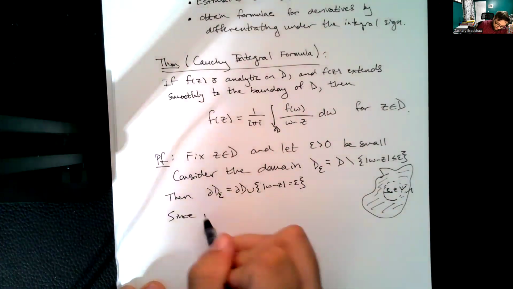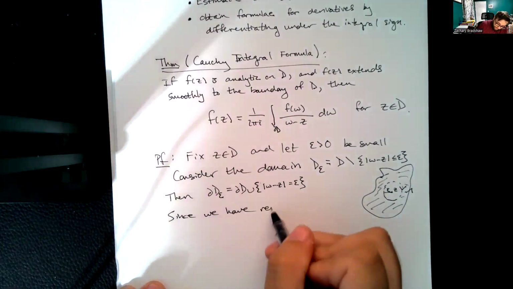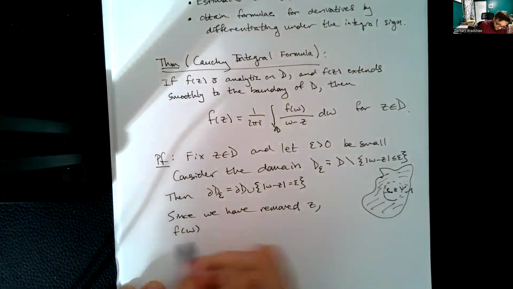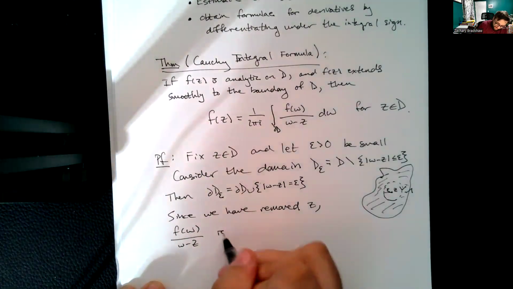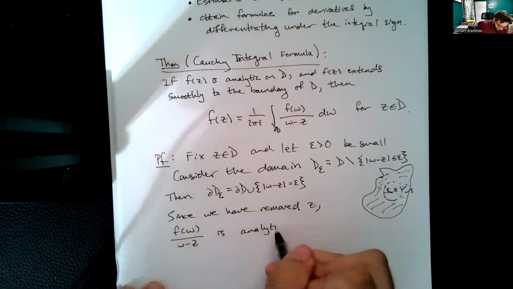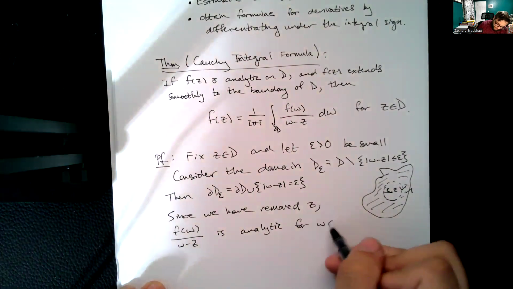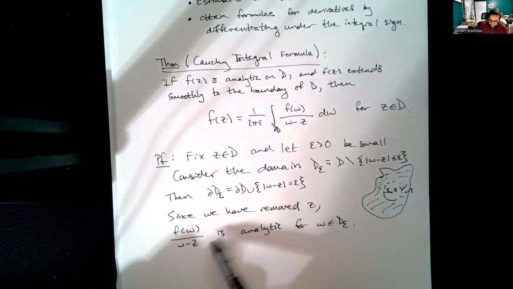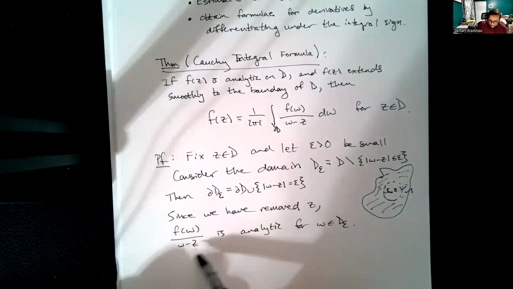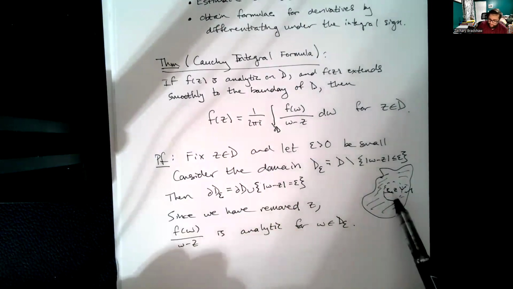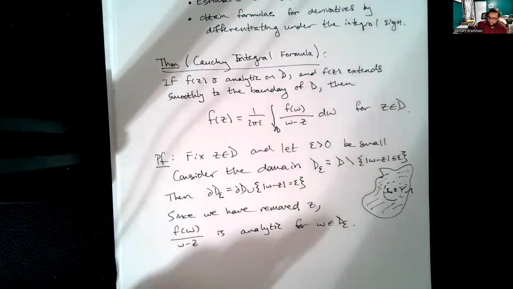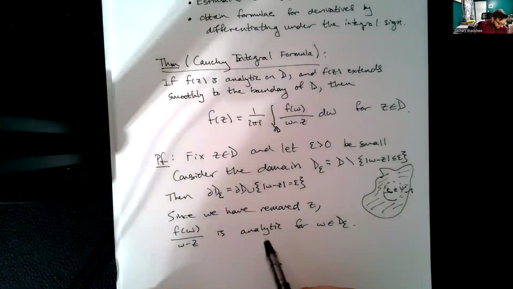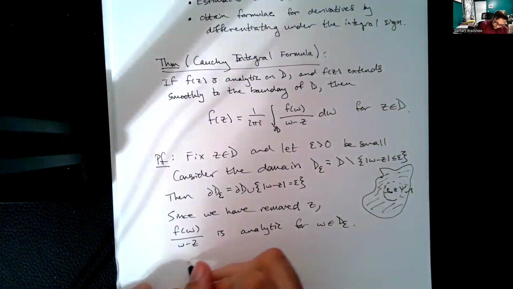Since we have removed z, f of w over w minus z is analytic for w in D epsilon, right? So this guy would be singular when w is equal to z, right? But that point is no longer in our domain. We've removed it by taking out this circle here. Okay, so now we're analytic here. That allows us to apply Cauchy's theorem.